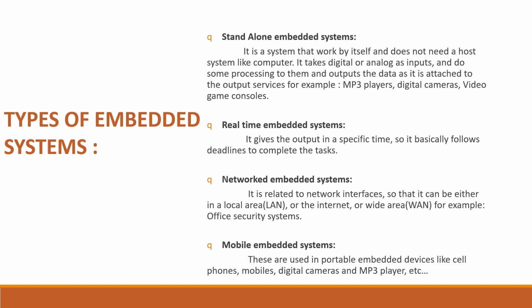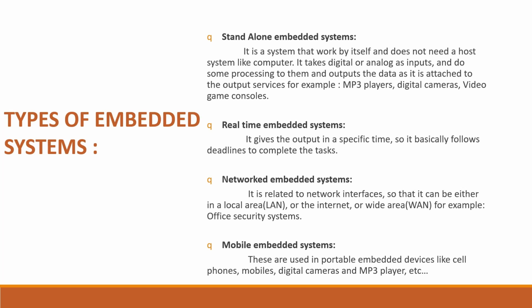Then we can see the types of embedded systems. There are mainly four types: standalone embedded system, real-time, networked, and mobile. A standalone embedded system is a system that works by itself and does not need a host. It can do its work by itself, not for others. For example, camera modules, MP3 players, like that.